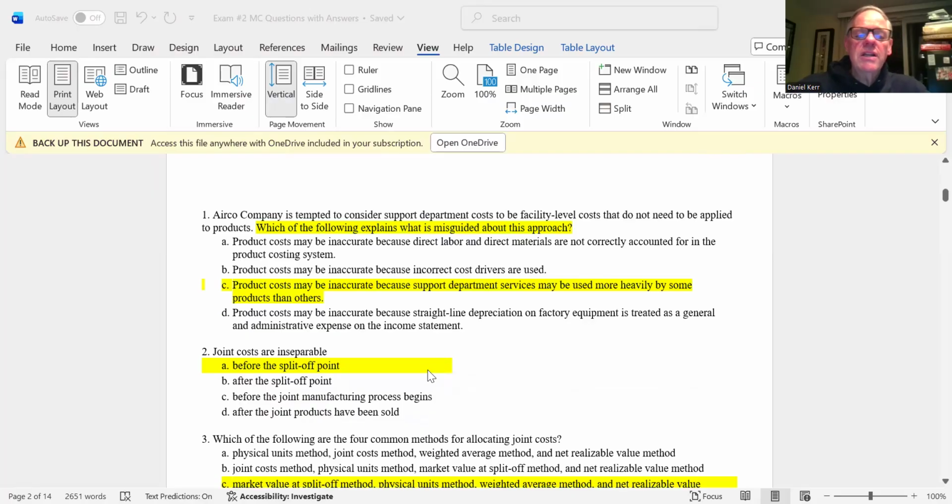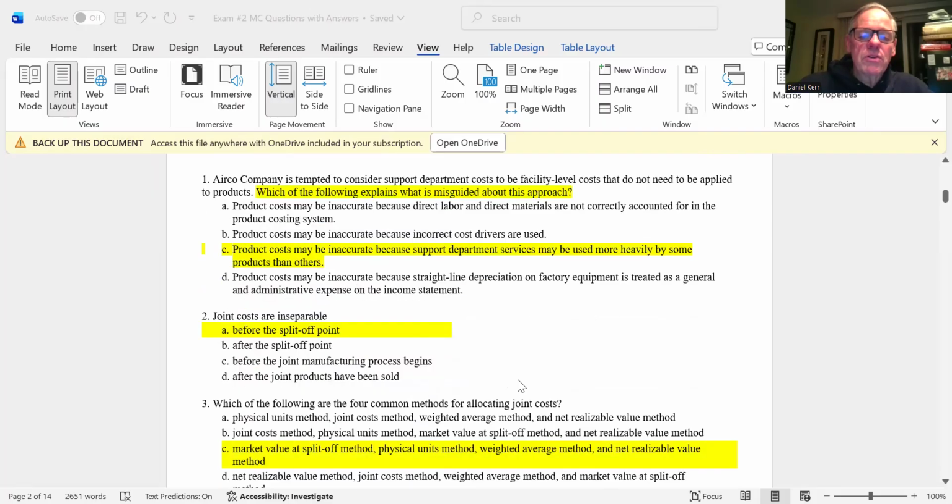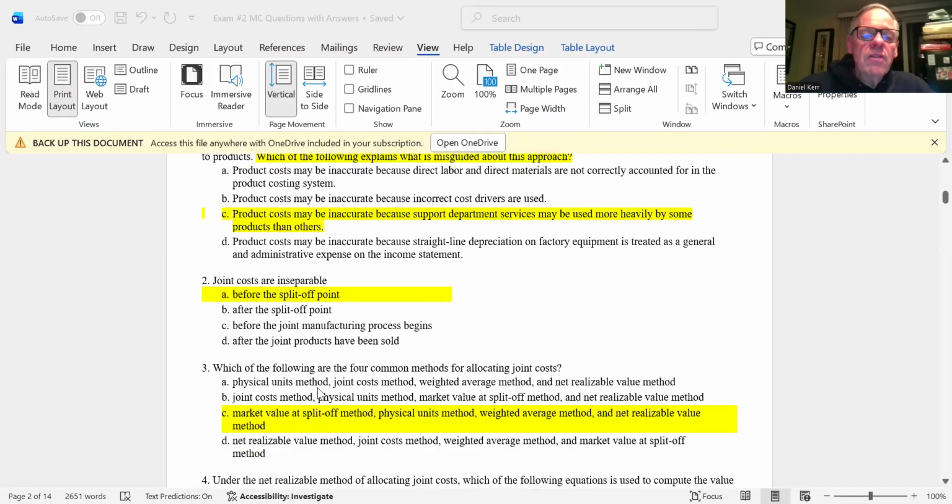Number 2, joint costs are inseparable. I remember the story of Elmer the pig growing up, with my relatives up there in New Hampshire. The joint costs are the costs before split off. So the costs incurred in raising Elmer before he became ham, sausage, and bacon. So the answer there, that's the definition of joint costs. Those are costs before split off. Number 3, which of the following are the 4 methods for allocating joint costs? The 4 methods of allocating joint costs are market value at split off, physical units, weighted average, and net realizable value. So the best answer there is C.